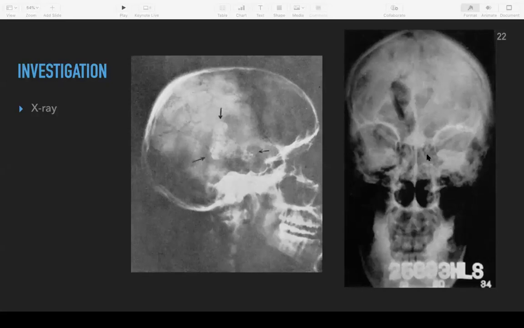Number two, with this simple X-ray, they can have a hint about the tumor location. How do they do that? They inject the CSF with air, so we call it pneumoencephalogram, and then the air will travel all the way to the ventricles, where the CSF is circulating.